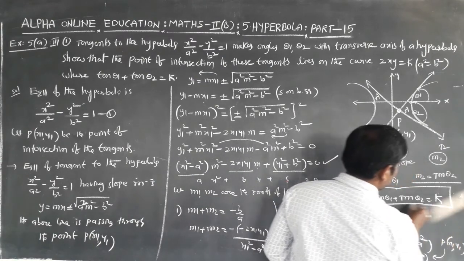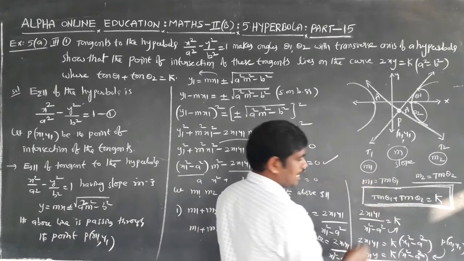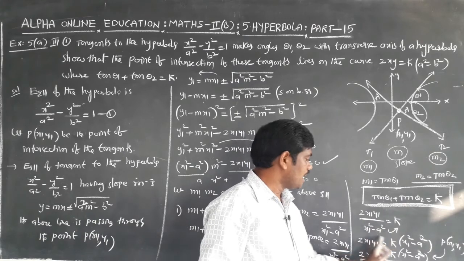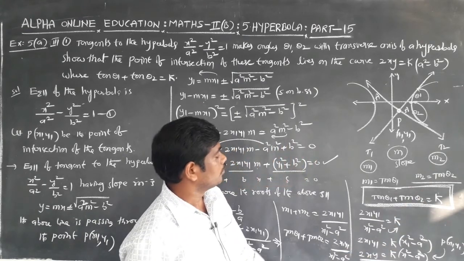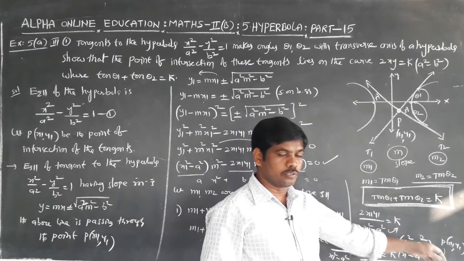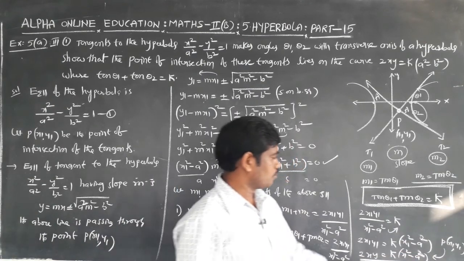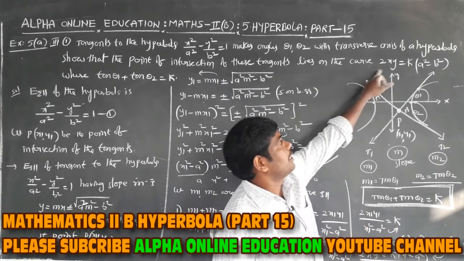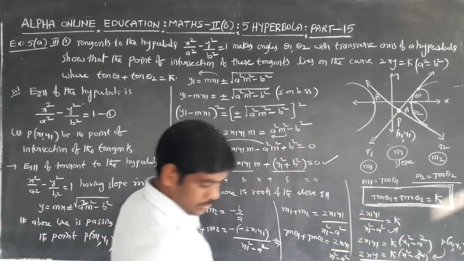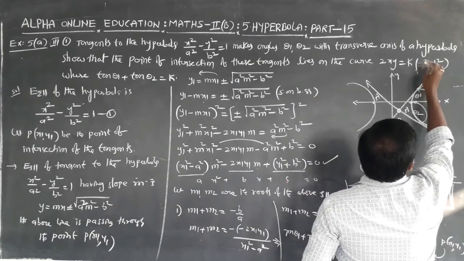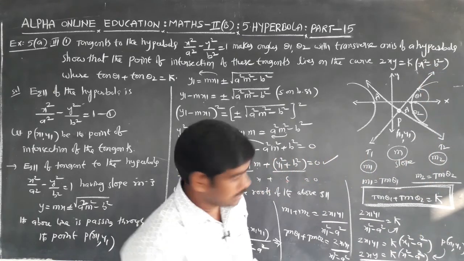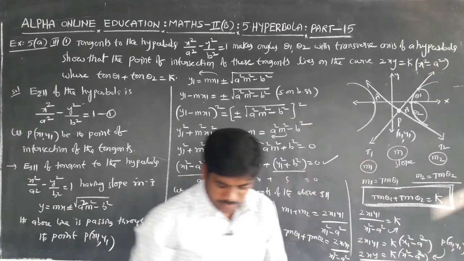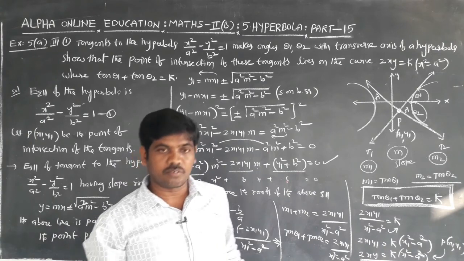Already given that tan theta 1 plus tan theta 2 is equal to k, means 2 x1 y1 by x1 square minus a square equal to k. Taking x1 square minus a square to the right side, therefore 2 x1 y1 equal to k into x1 square minus a square. Therefore the point P x1 comma y1 lies on the curve 2xy equal to k into x square minus a square. That is the answer.